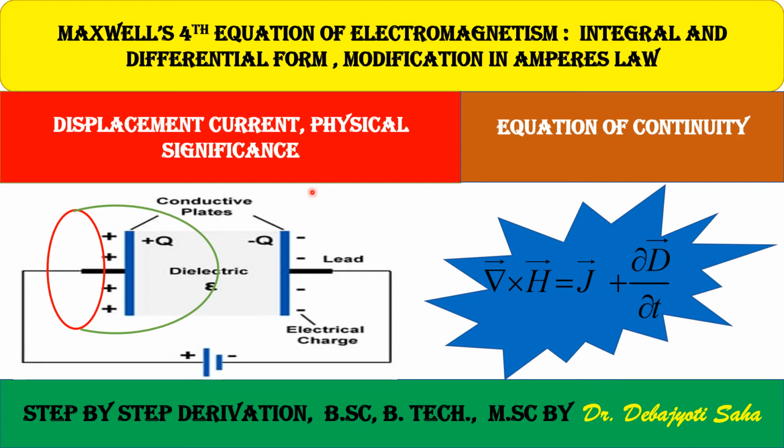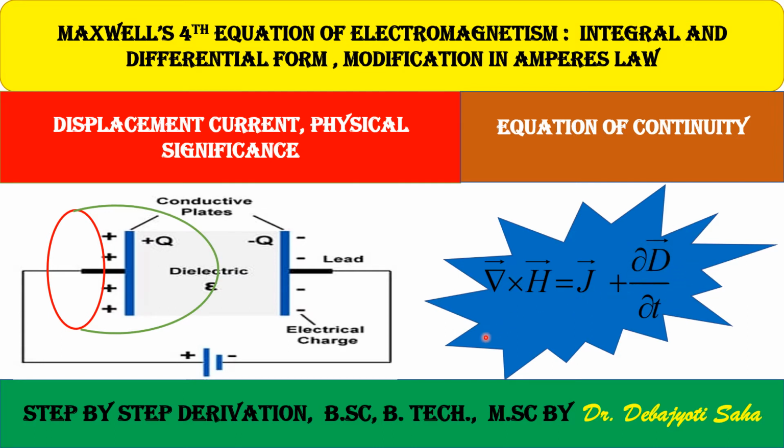Okay, and this is the experimental circuit that will illustrate the physical significance of Maxwell's fourth equation. This is the differential form of Maxwell's fourth law. This is the magnetic field intensity, this is the conduction current density, and this is our displacement current. I will discuss it, don't worry.